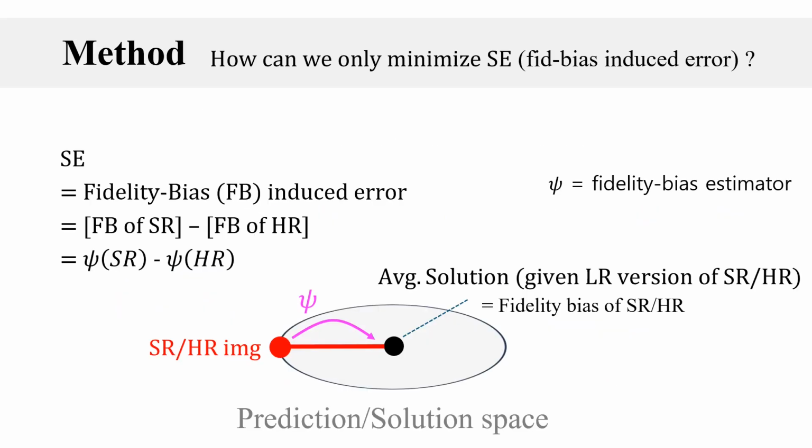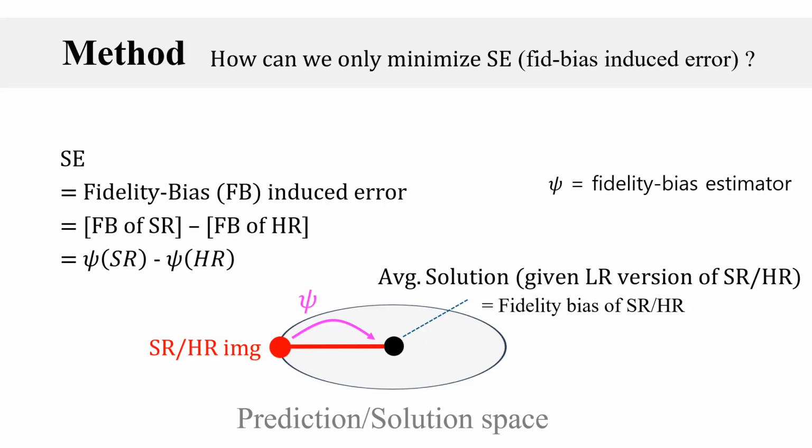Now that we understand the importance of separating fidelity bias and perceptual variance, the next question is, how can we estimate the fidelity bias of a given image? Since fidelity bias is the systematic deviation that causes error in traditional SR models, we need a way to quantify this and somehow minimize it. To achieve this, we introduce a differentiable operator psi, which acts as a fidelity bias estimator. The role of psi is to take an image as input and estimate its fidelity bias.